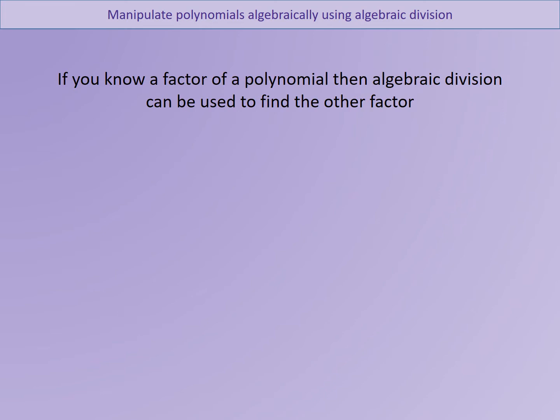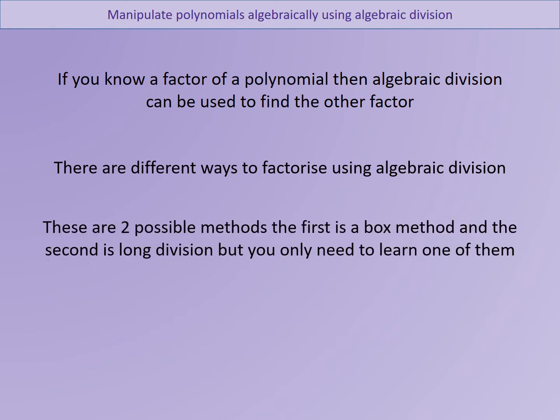I'm going to show you two methods of being able to do that. One of them is called the box method and the other one is called long division, and you may have seen long division before but with numerical values. You only really need to learn one of these methods, not both of them, so after having gone through both methods, if you practice, you will then be able to decide which one you feel best suits you, and you can use that one from now on. So learn the method that works best for you.